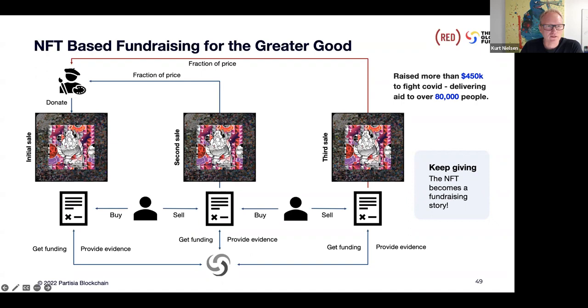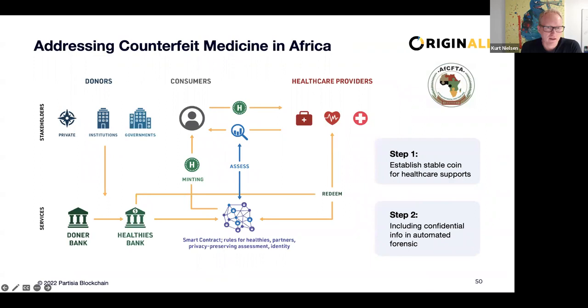It works. And another solution I think is very interesting is that in this case, we're actually creating a stable coin. We're creating a stable coin that is used to support the purchasing of medicine in developing countries. And when we do that, we attract all the trades around this, and it also enables us to do forensics. We can check whether the medicine that is sold is actually counterfeit or not, which is a big, big problem. 70% of all medicine is counterfeit in the African region. And this can be addressed by this solution.